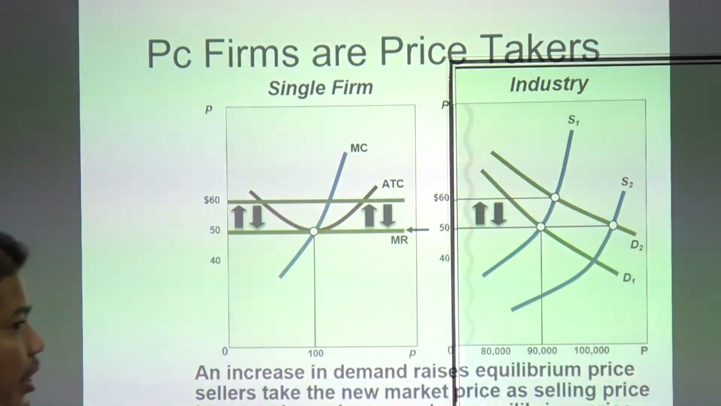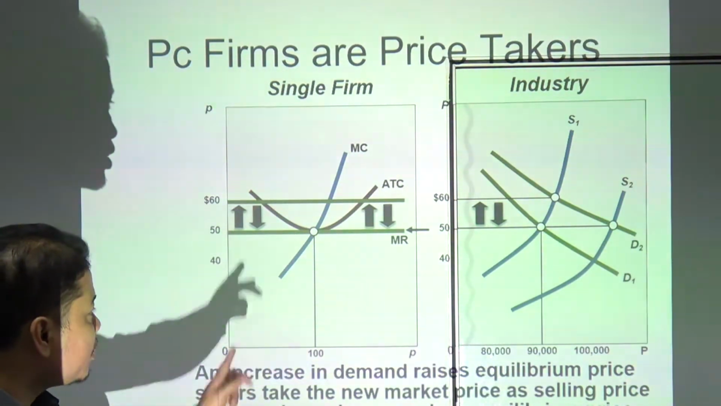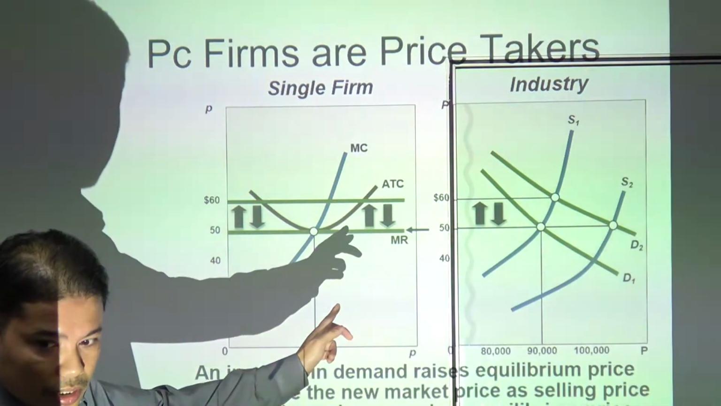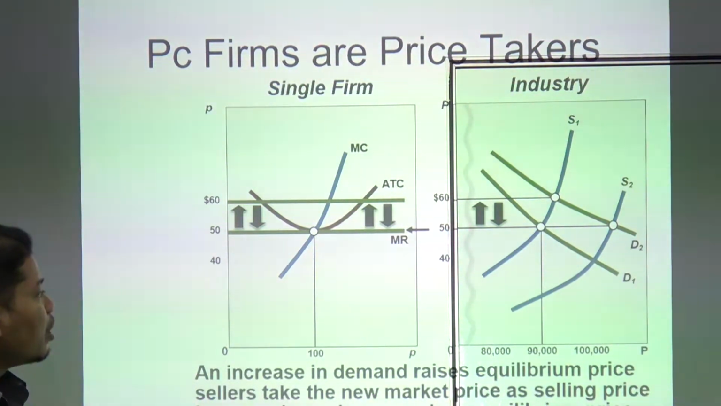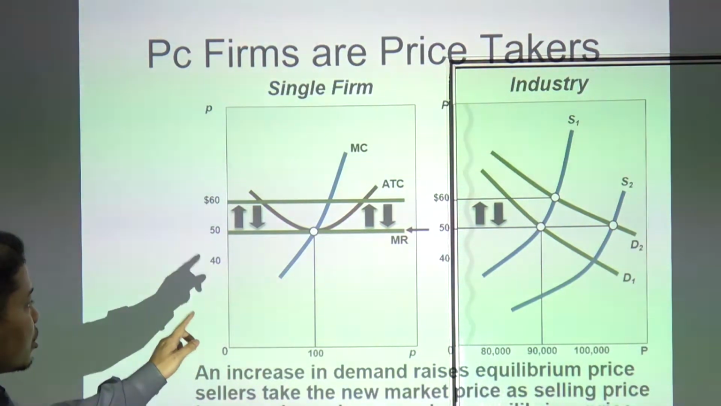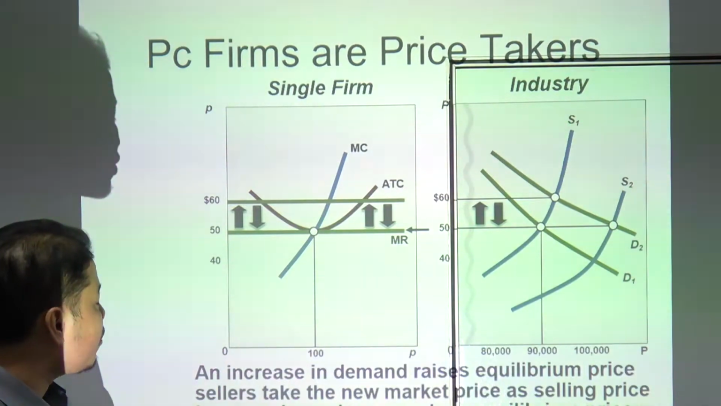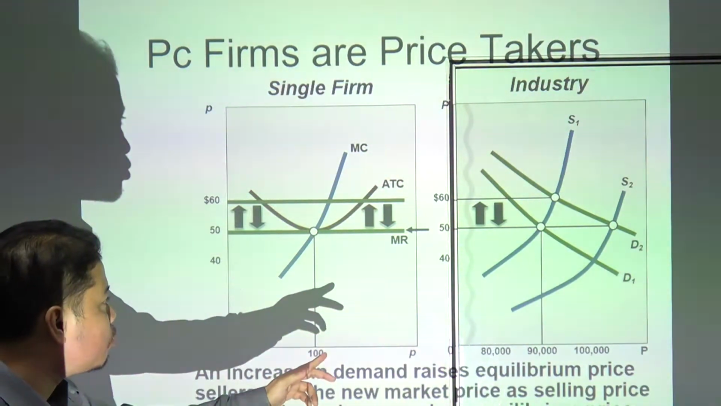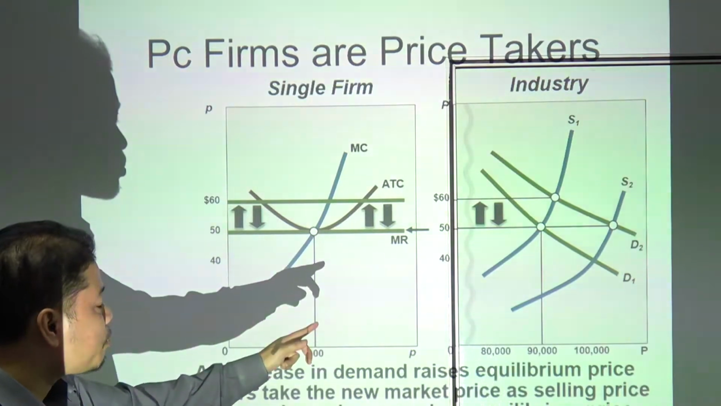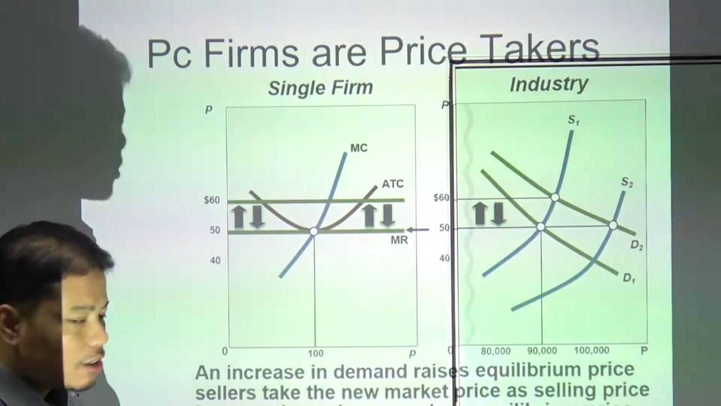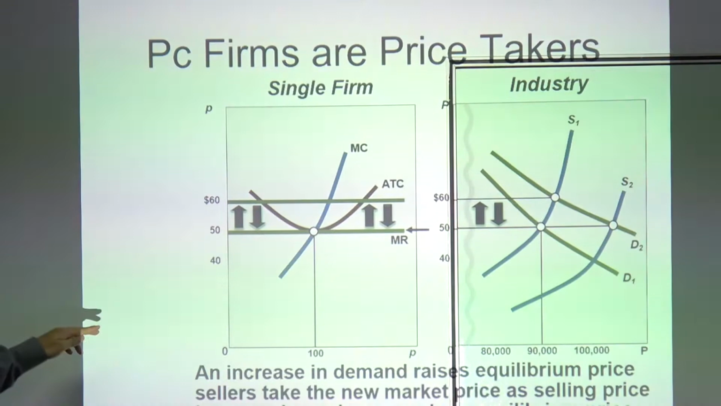Okay, so if there is an increase in market demand, for example, D1 shifted to D2, that will result in a higher market price, which is $60. Therefore, the firm's demand curve will also shift upward to $60. Or if, let's say, the supply curve shifts from S1 to S2, then the new market equilibrium price will go back to $50, and therefore the firm's demand curve will shift back to $50.